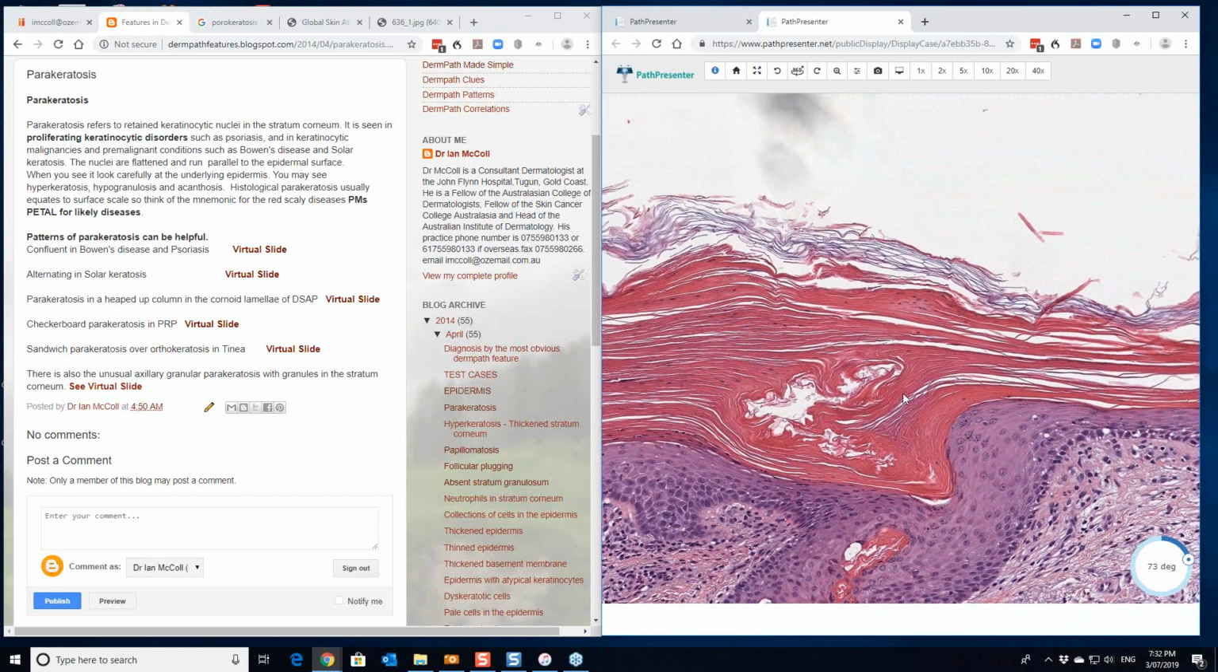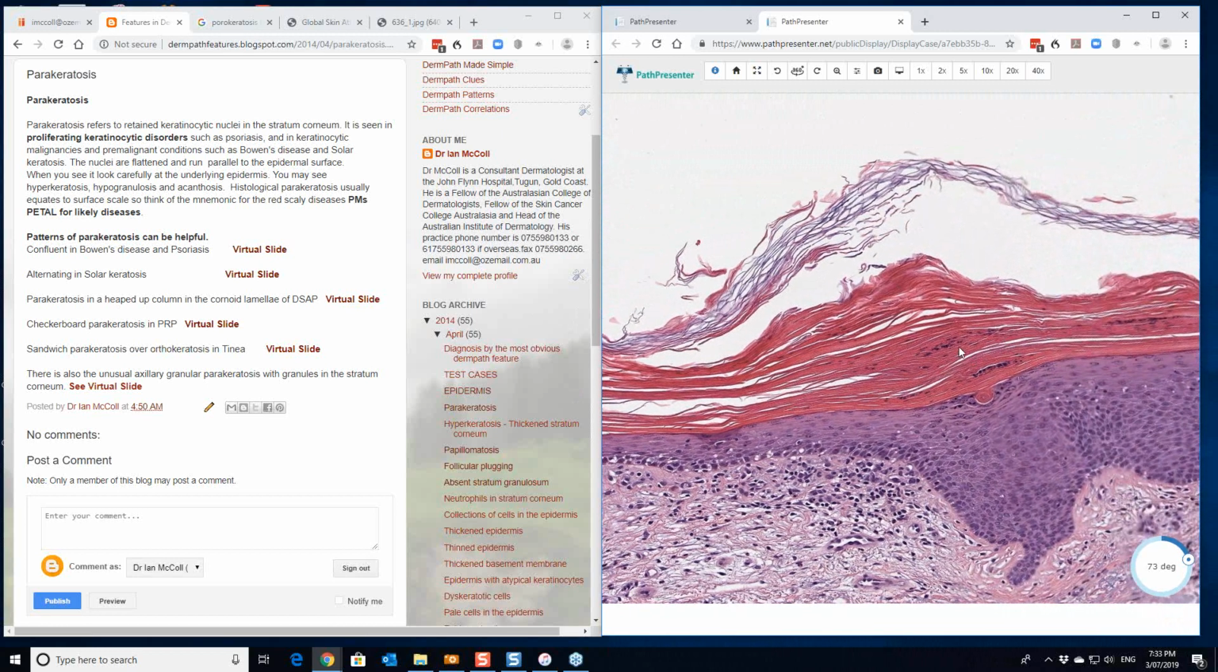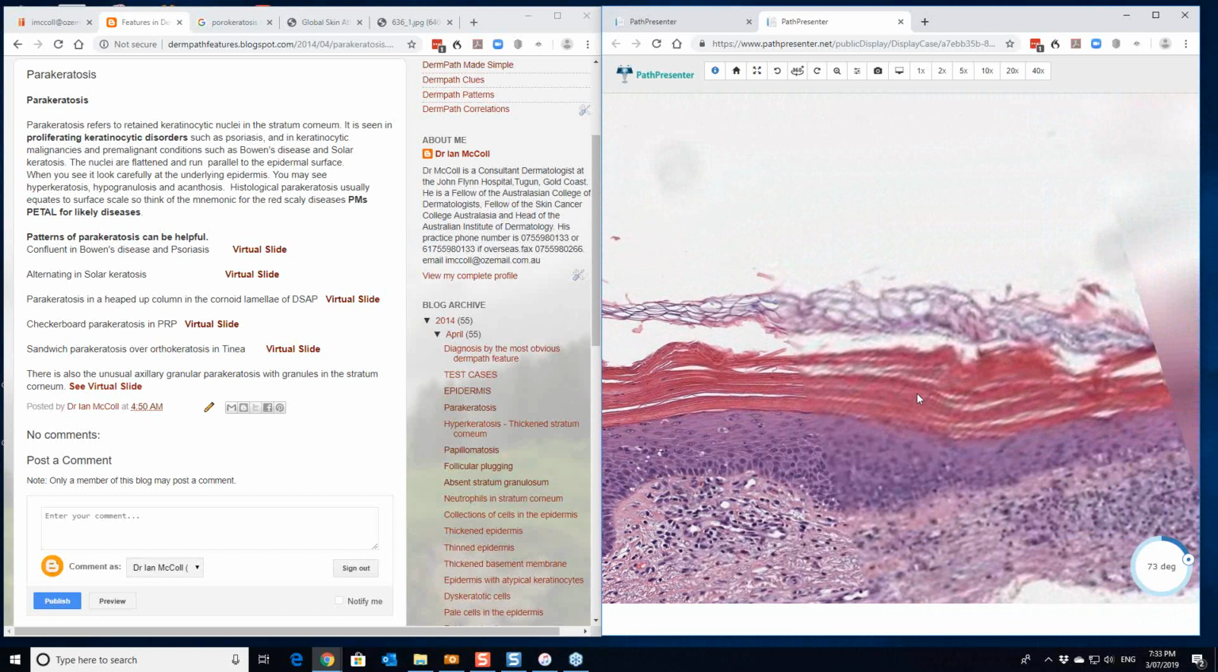A little bit of example there, horizontal parakeratosis, and some above it, an area of orthokeratosis. Same there and there. And there. And this area here. So that's the checkerboard pattern in pityriasis rubra pilaris.